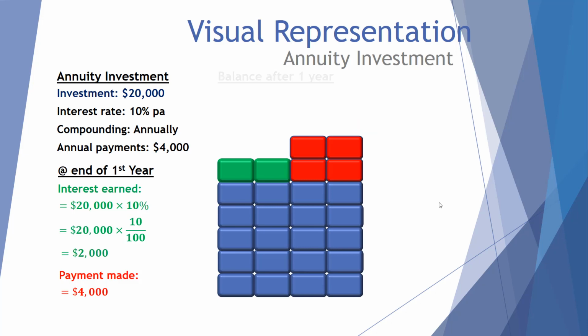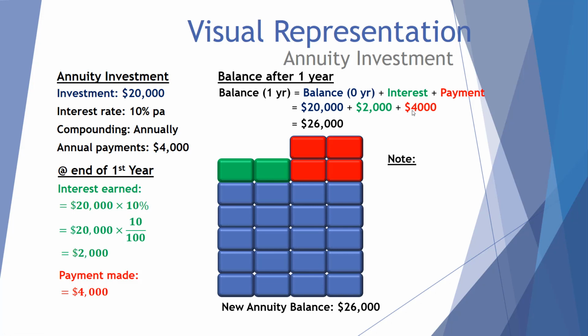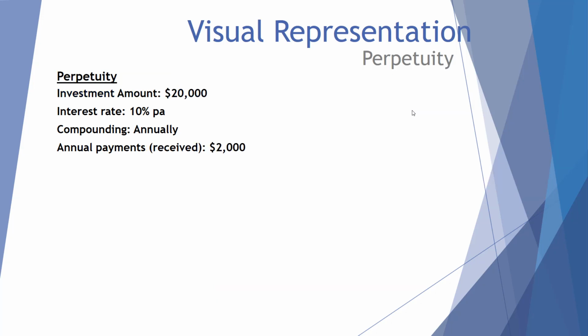So with an annuity investment, the balance after 1 year is equal to our initial starting balance of $20,000, plus our interest of $2,000, plus our payment to the account of $4,000. This now provides a new annuity balance after 1 year of $26,000. So in this situation, the interest increases the annuity balance, and the payment also increases the annuity balance. It's continuing to grow every year, and that will continue to compound and get bigger and bigger quite rapidly.